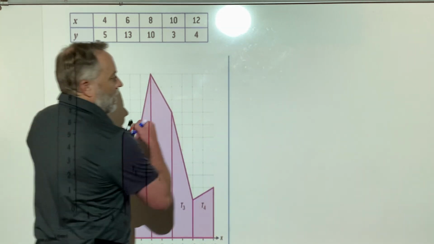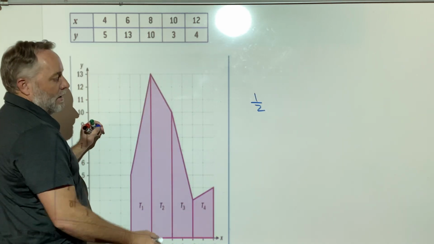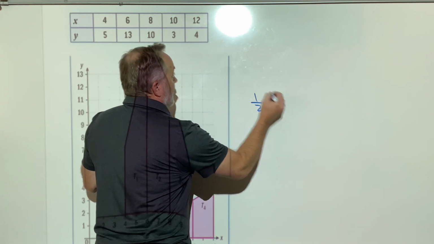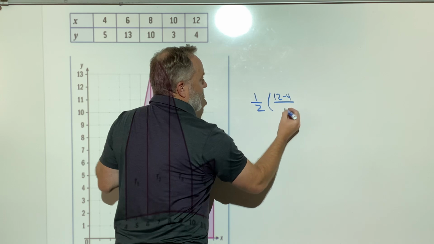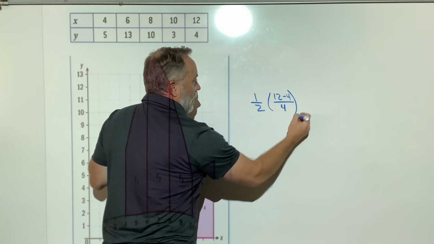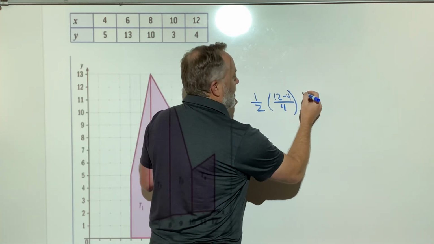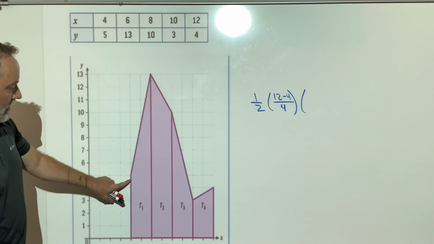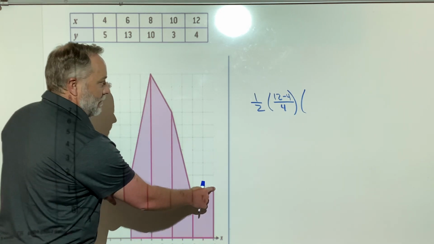So first of all, that 1/2 in the formula. 1/2, and then if we're showing it like the formula has us do it, so times b minus a, 12 minus 4, divided by how many intervals we have, how many trapezoids? 4. Okay? And then we multiply that entire thing by the first height plus the last height, but I'm going to put that in at the end.